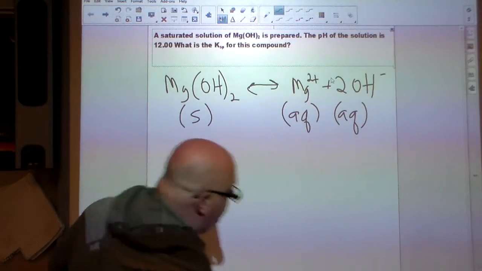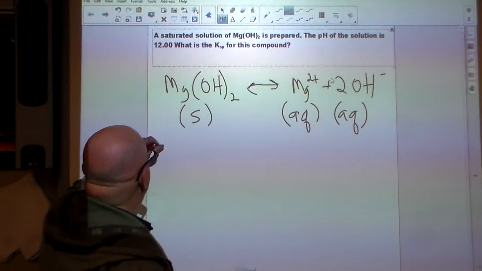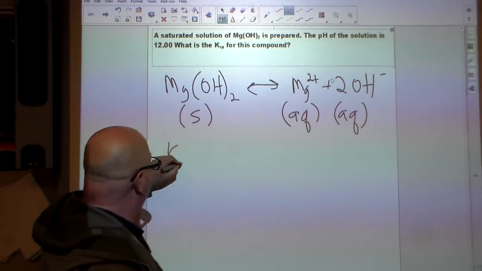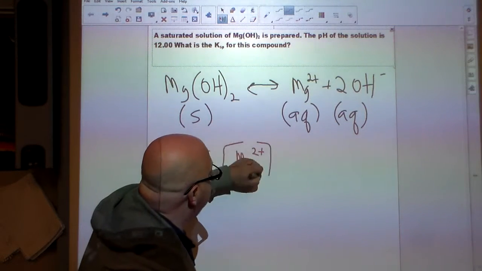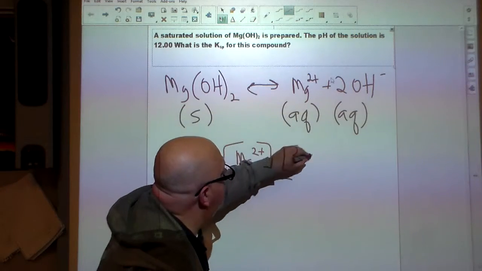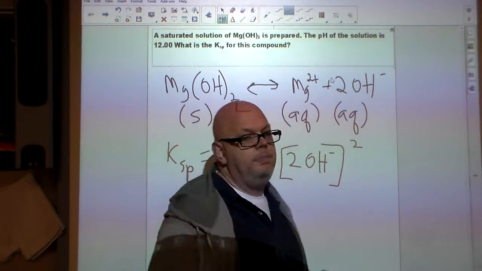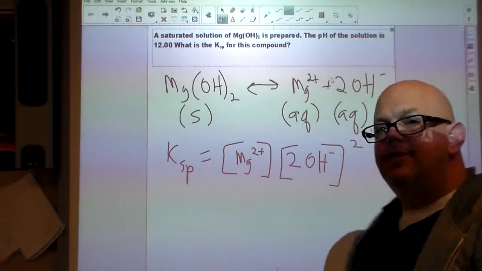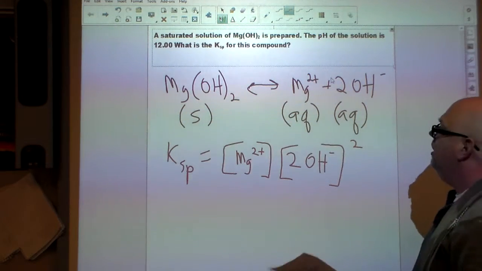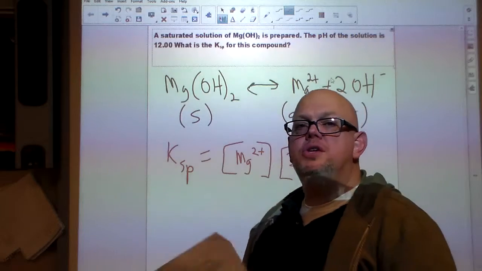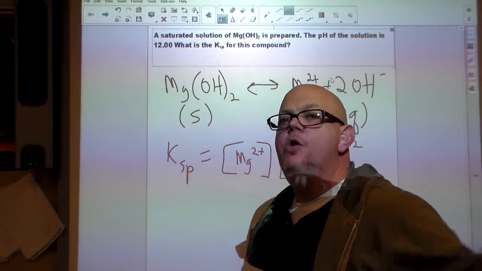Now, what is our Ksp expression going to look like? Our Ksp is going to be the concentration of the Mg2+ multiplied by the concentration of the OH minus to the second power. That's right, don't forget that second power. It's way too easy to mess this up. Now, that's great, but we don't have the concentrations, but we do have the pH. And from there, we can figure it out.